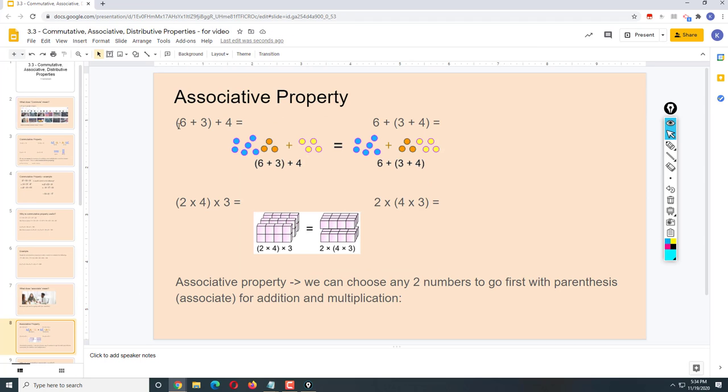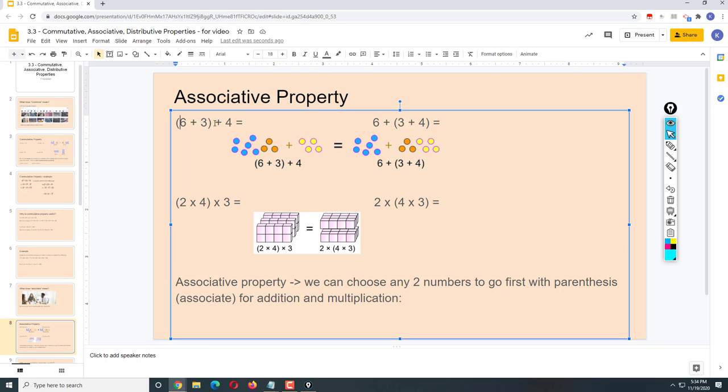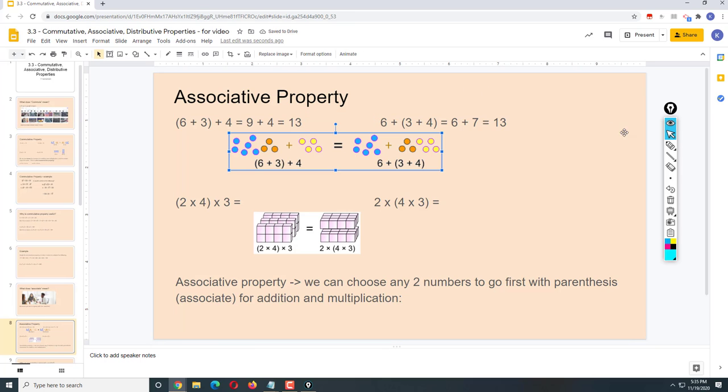Associative property. Because we can do them in any order, we can say 6 plus 3 plus 4. Well, that's 9 plus 4, which is 13. We can also do 6 plus 3 plus 4, which is 6 plus 7, which is 13. Yep. We get the same answer. So we know that we can group them. We can group these two first, or we can group these two first. We'll get the same answer.